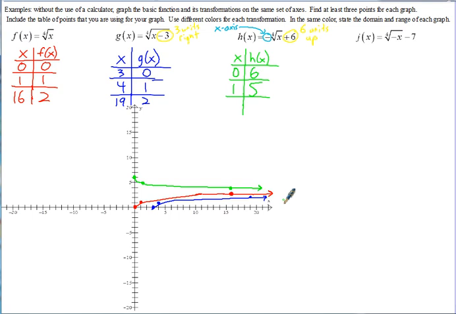Heading down forever, just very slowly. All right, now let's look at one last one. That's j of x. Let's see what color we can use here. Light blue. So for j of x, we set up a little table here.